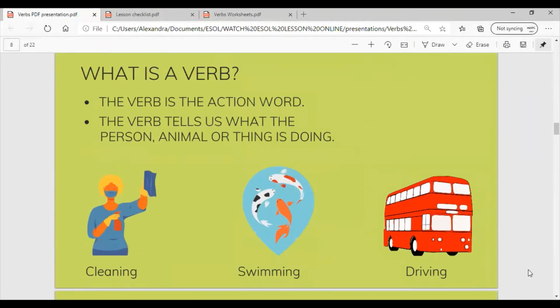So with a verb, we have to ask, when we look at a sentence, what is the verb? And the verb is the action word. The verb tells us what the person, the animal, or the thing is doing in the sentence. So we need to be looking for words that tell us the action. And then if it's an action word, if it tells us what the person, animal, or thing is doing, then we know that that is our verb.